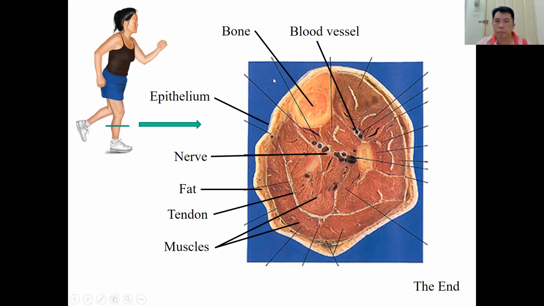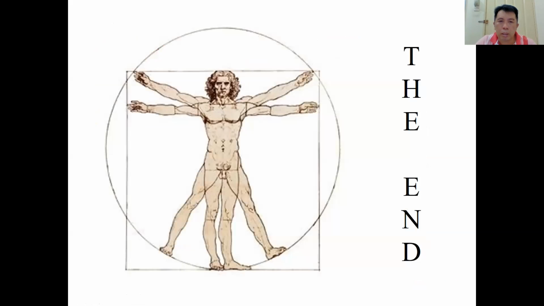Remember, there are four main types of tissue found in animals. They are epithelium, connective tissue, muscular tissue, and nervous tissue. Okay, that's all for this video. Thank you very much.